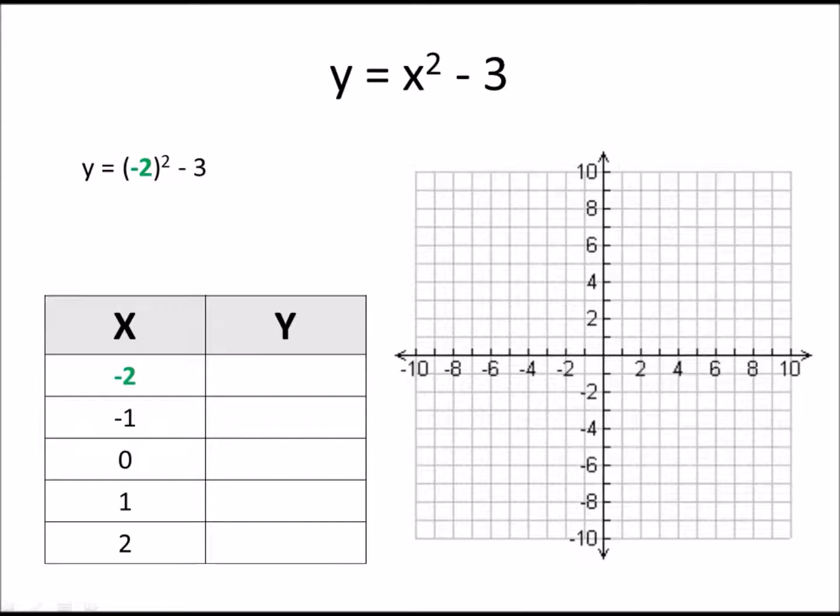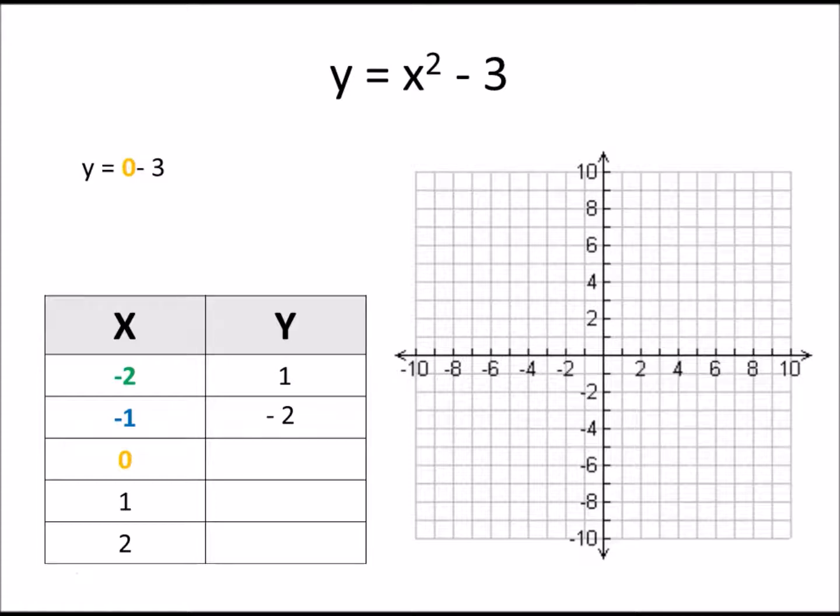Okay, so order of operations says I need to do my parentheses first and my exponent. So this is parentheses, and this is exponent right here, so this is (-2) squared, which then should give us +4, and then -3, so 4 minus 3 is equal to +1. So we're going to put that into the y value. Okay, now let's try -1. So again, same equation. We're going to put (-1) squared minus 3, which will give us +1 minus 3, and that equals -2.